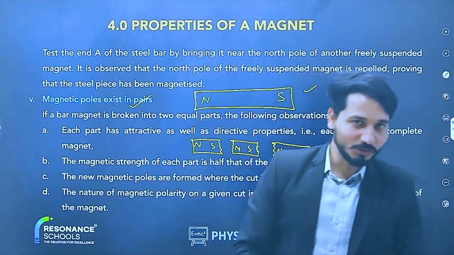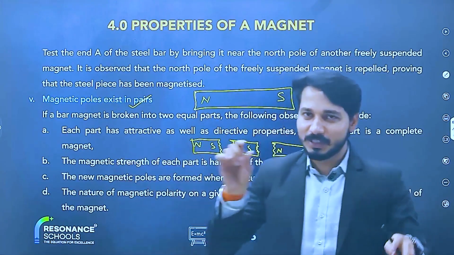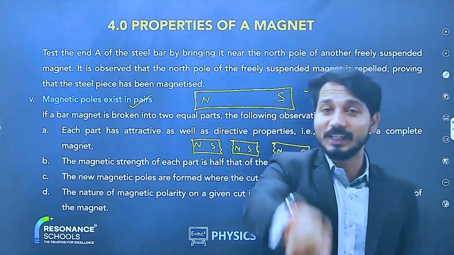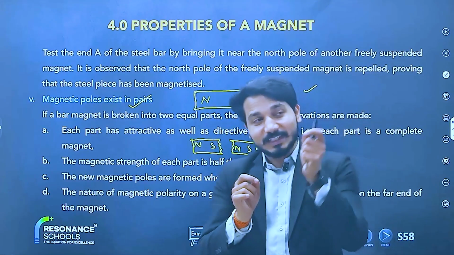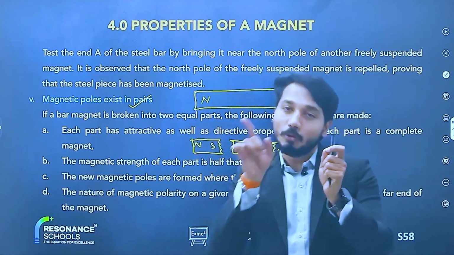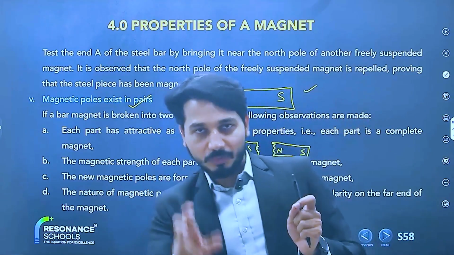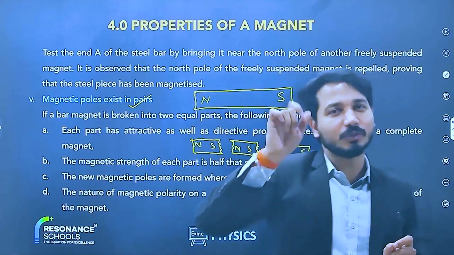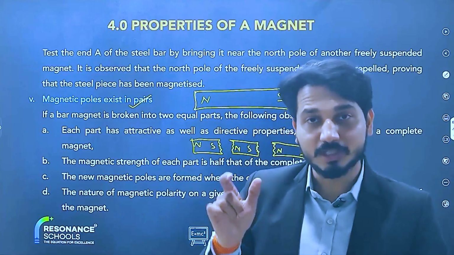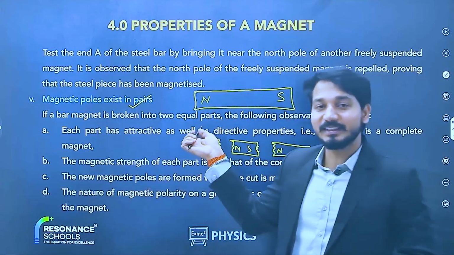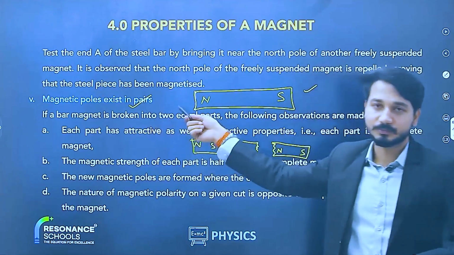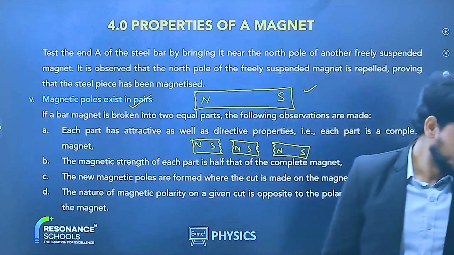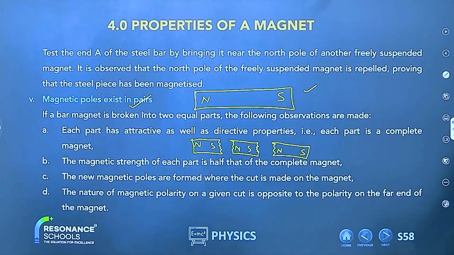So if you are throwing it down or breaking it into several pieces, even if the magnet is very small, this much small, then also it will have one side as the north, another side as the south. Polarity will be there. Poles will be there. This much small piece of magnet will also have north and south pole. This is the meaning of exist in pairs. Magnetic poles exist in pairs. I hope it is clear to everyone, right? The fifth property is clear.